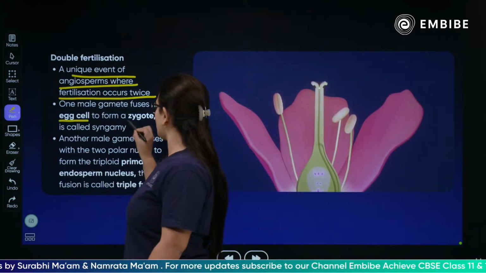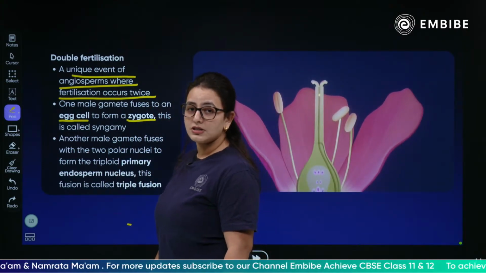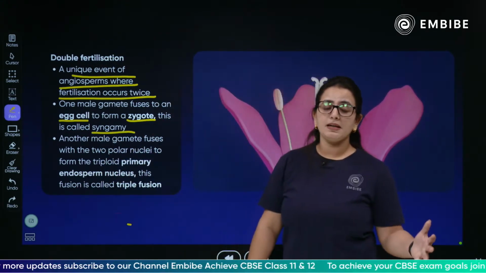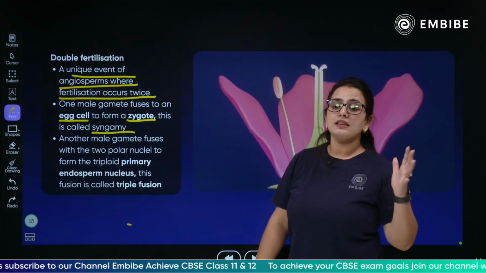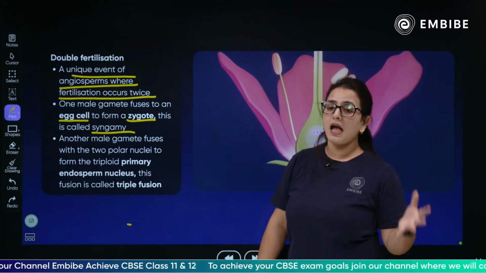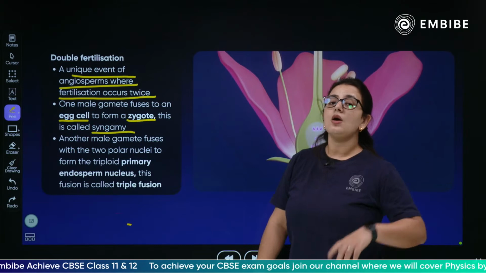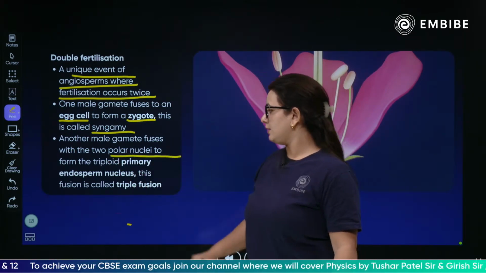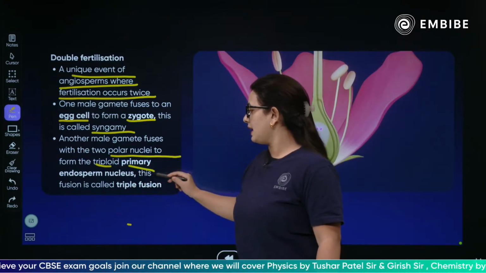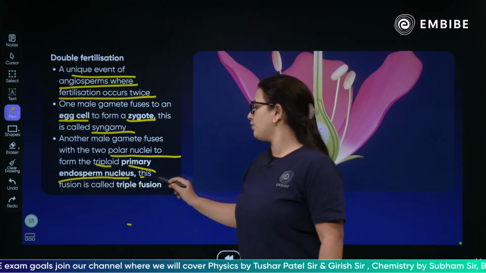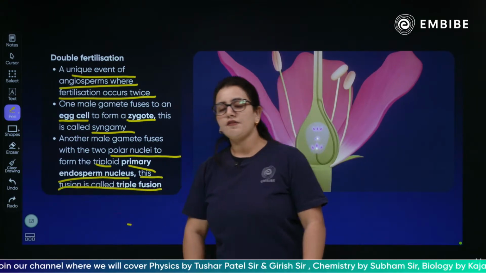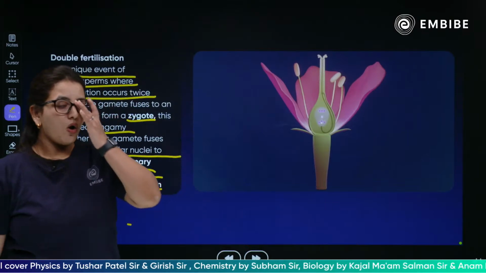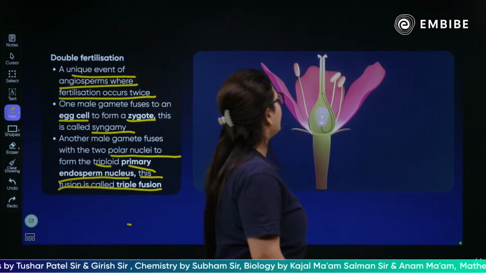After the fusion with the egg cell it forms a zygote, and this process is called syngamy, where the male gamete fuses with the egg cell and zygote formation takes place. The other male gamete fuses with the two polar nuclei to form a triploid primary endosperm nucleus, and this fusion is called triple fusion.